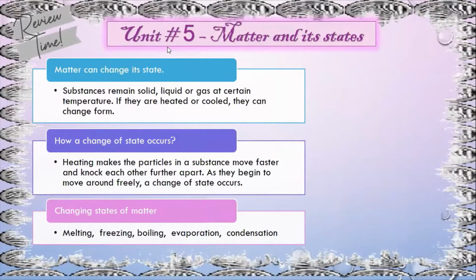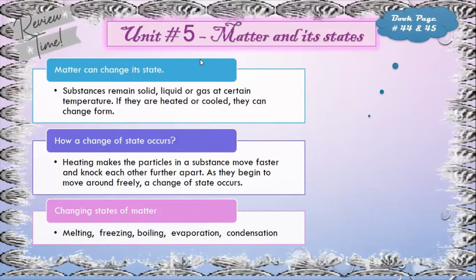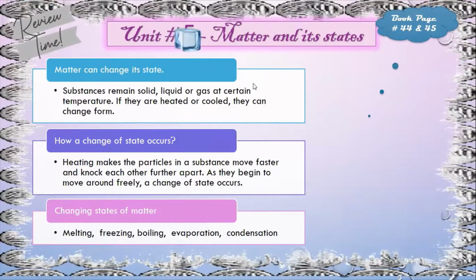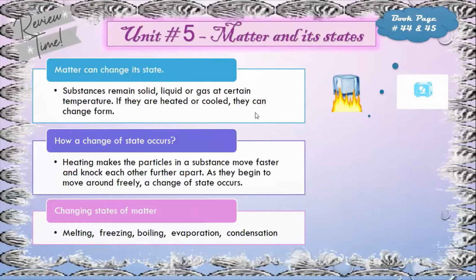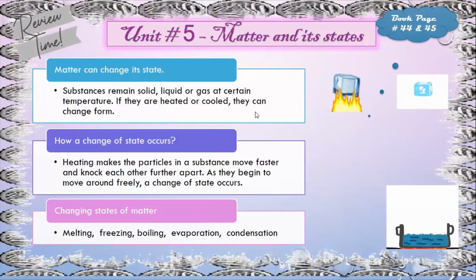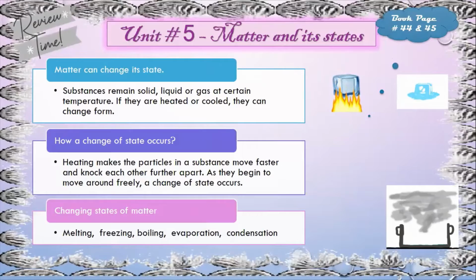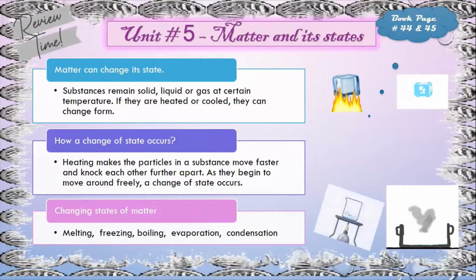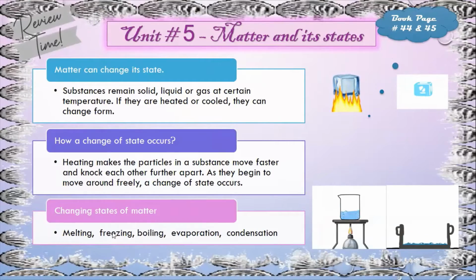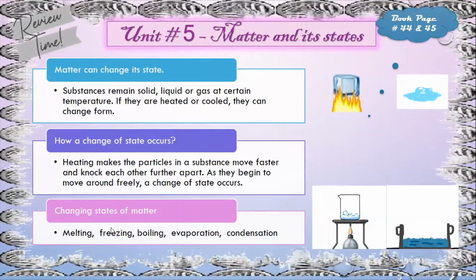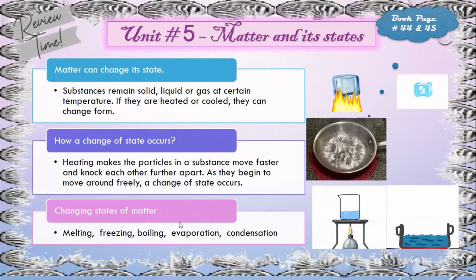Yes, matter can change its state. Substances remain solid, liquid, or gas at a certain temperature. If they are heated or cooled, they can change form. How does a change of state occur? Heating makes the particles in a substance move faster and knock each other further apart. As they begin to move around freely, a change of state occurs. There are 5 very important changes of state of matter, that is melting, freezing, boiling, evaporation and condensation.